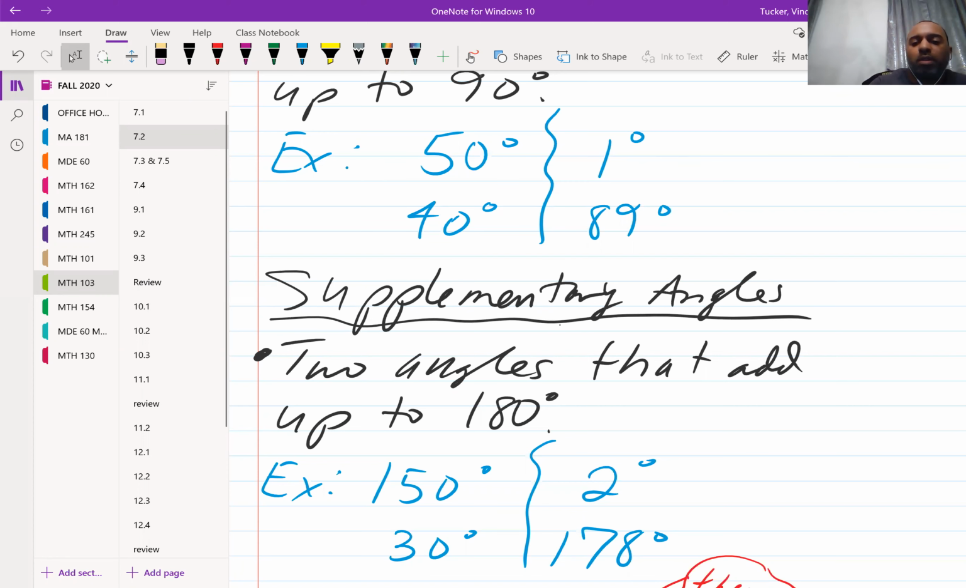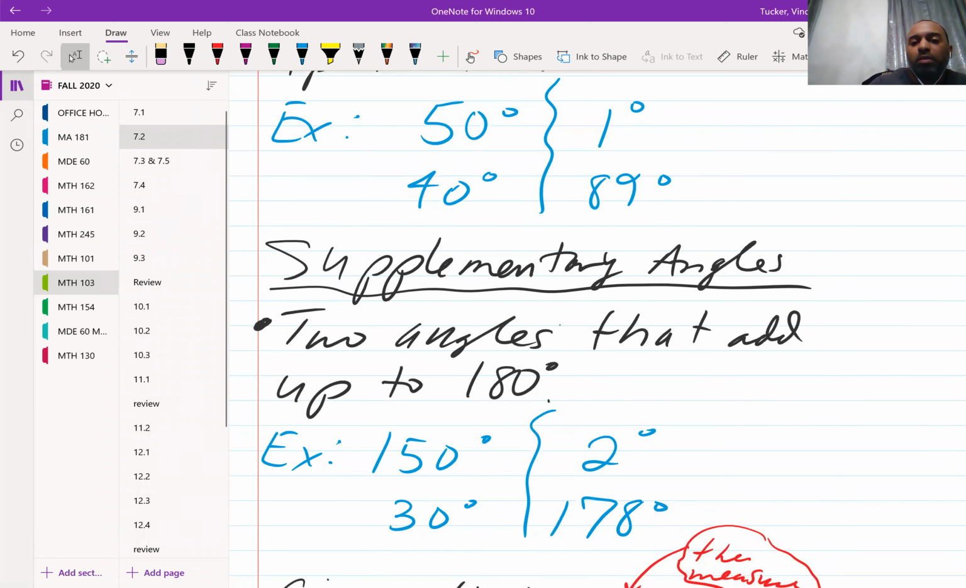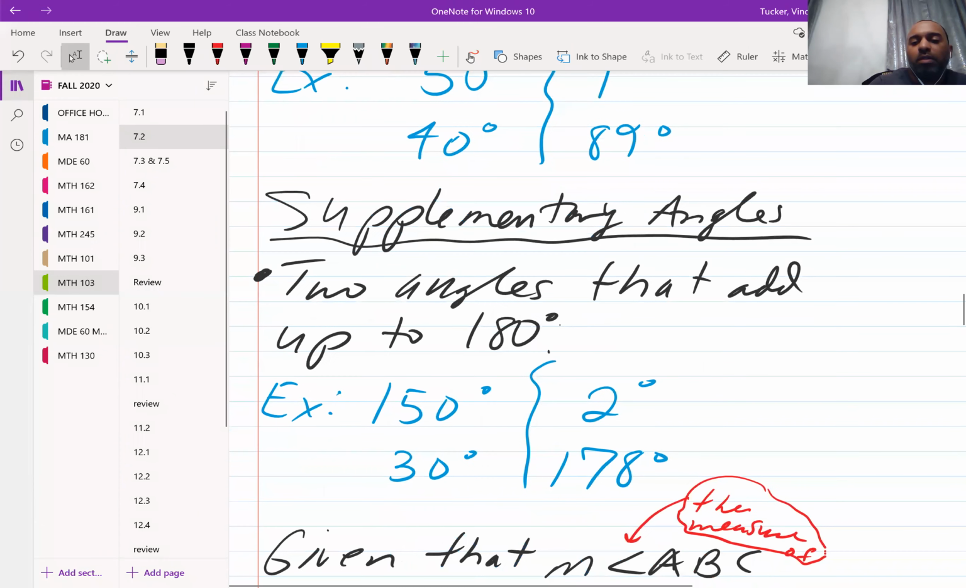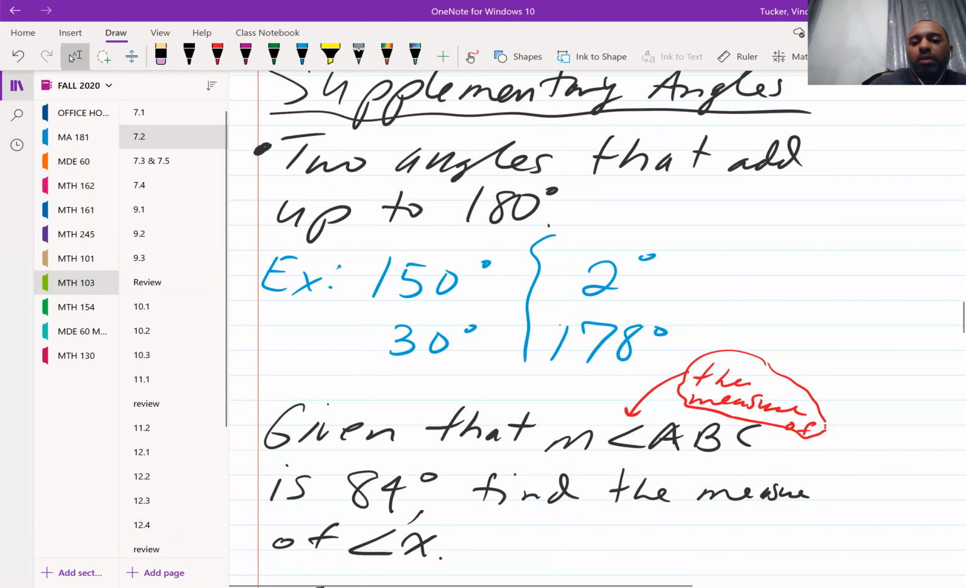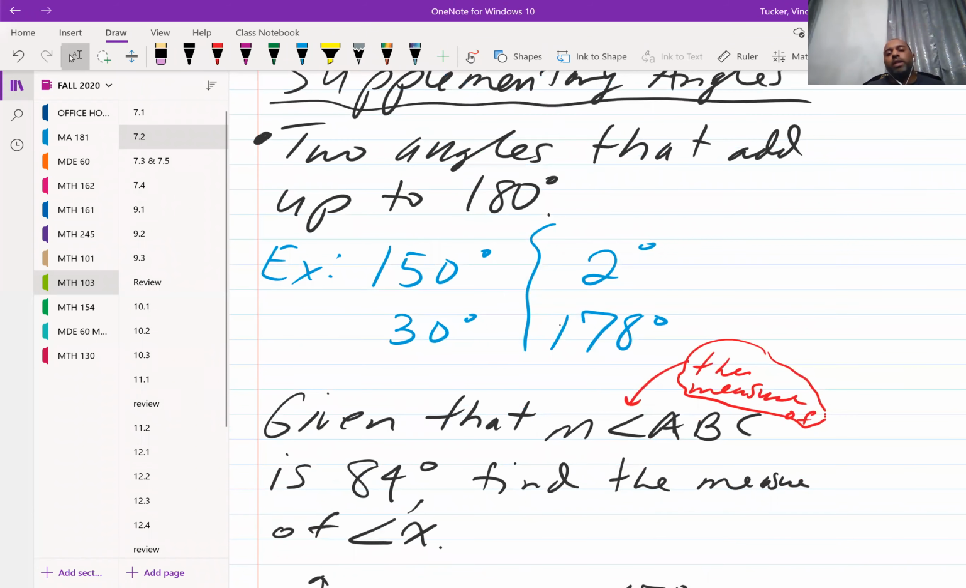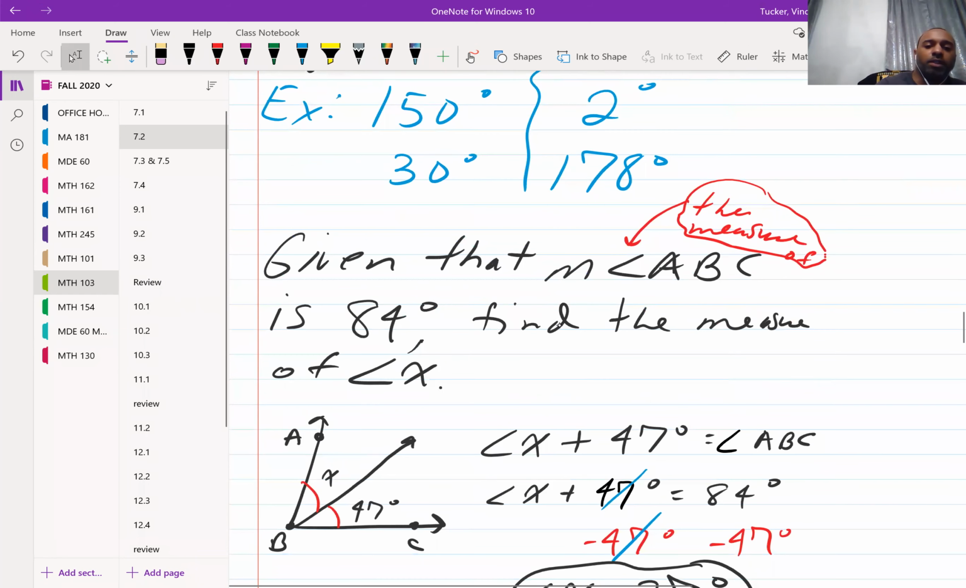All right. Everybody good? Scrolling up. All right, so the next example says, when you see the symbolism right here, that represents the measure of. Given that the measure of angle ABC is 84, find angle X. So this is the diagram right here.